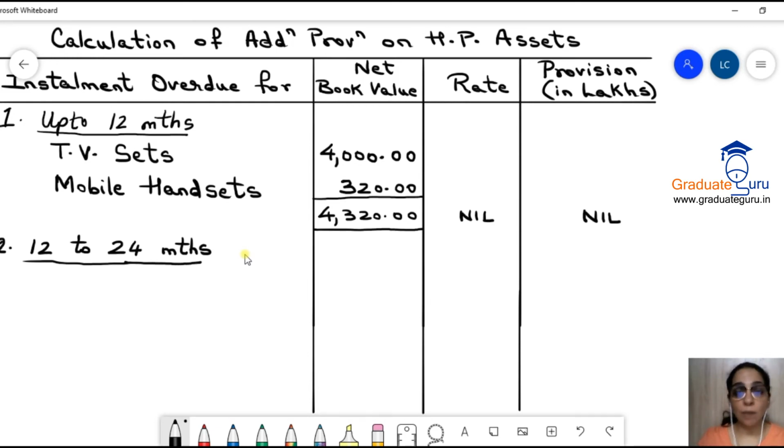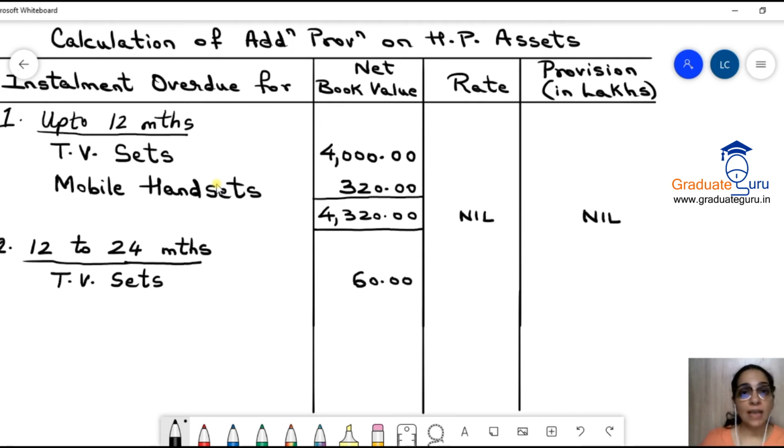Again, let's check our sum. कौन से asset हैं जो इस category में हैं? So for 12 to 24 months, we also have TV sets or television sets. Let's check the amount. The amount is 60 lakhs.